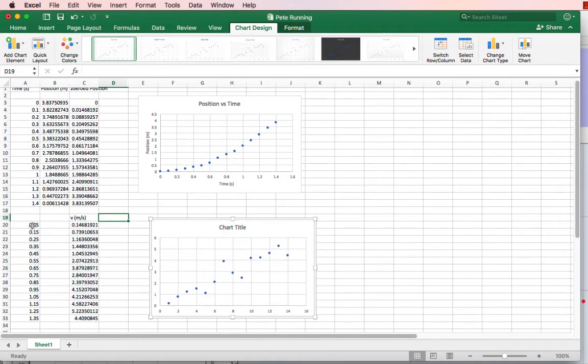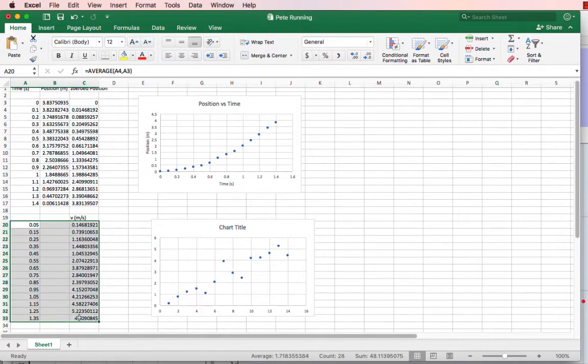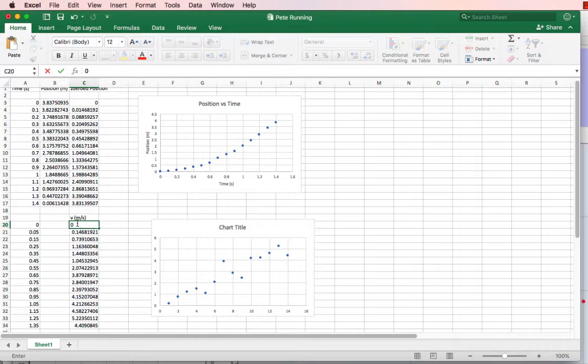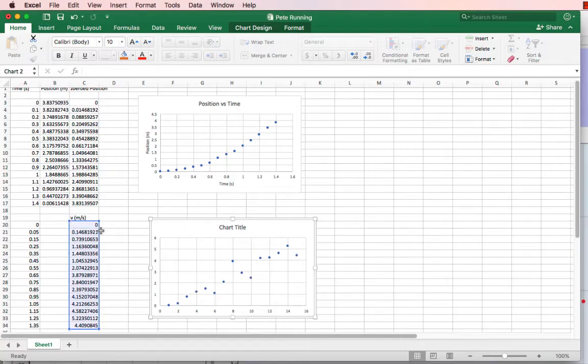So I'm going to do 2 things. One, I'm going to move everything down, and I'm going to add at 0 seconds, I wasn't moving at all, which is pretty evident from the video. And I'm going to add that to this graph. And then I'm going to change the x-axis to this time.